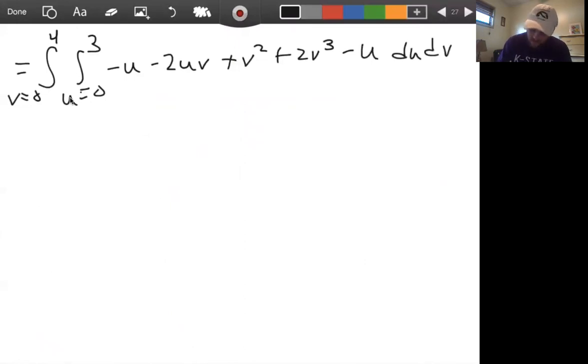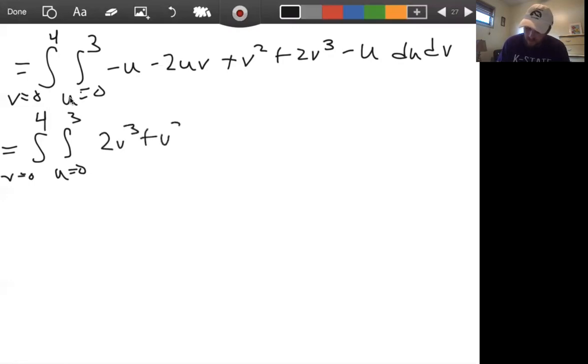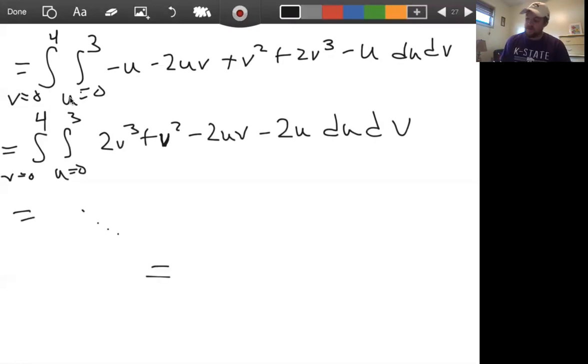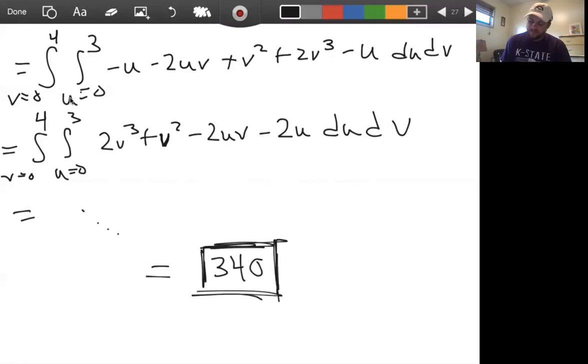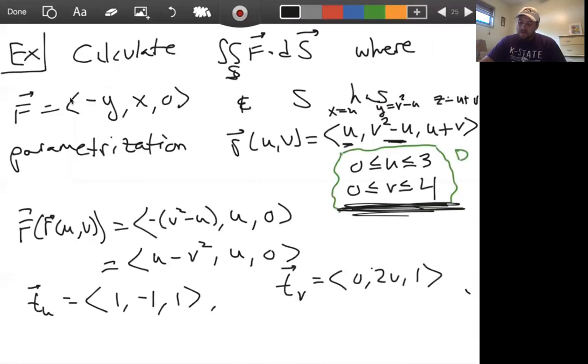du dv. And so this becomes a double integral, u goes from 0 to 3, v goes from 0 to 4 of 2v cubed plus v squared minus 2uv minus 2u, du dv. And now this integral is completely set up into a double integral that we know how to compute, and I'll leave the rest of the work for you to verify that the answer you get is 340. And so here's an example of calculating a vector surface integral.